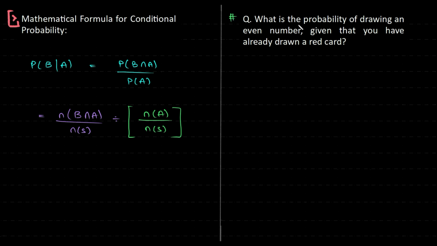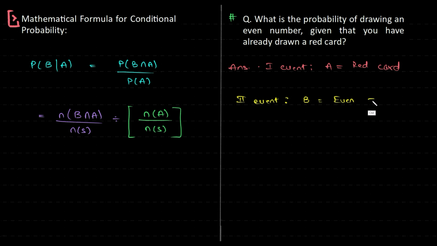Right? Now, what is the probability of drawing an even number given that you have already drawn a red card? So let's make use of this example to understand this. So we have first event, you can call this as A, is red card. Second event is say B, drawing an even number.